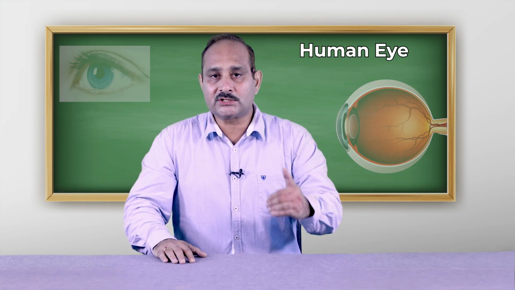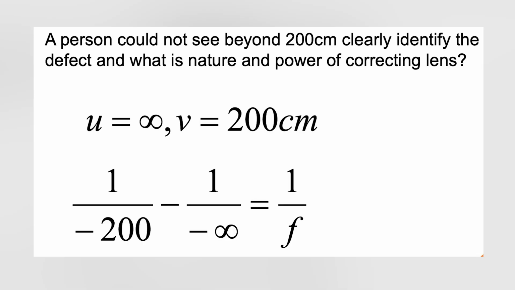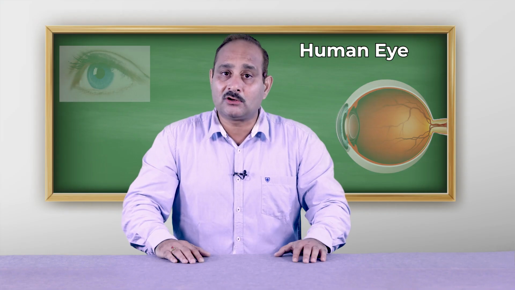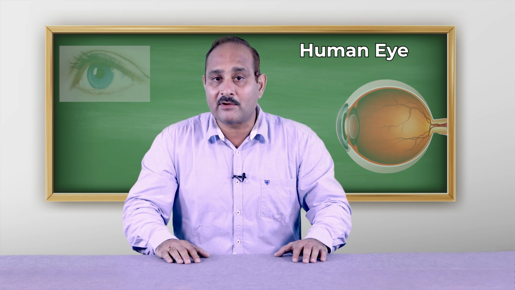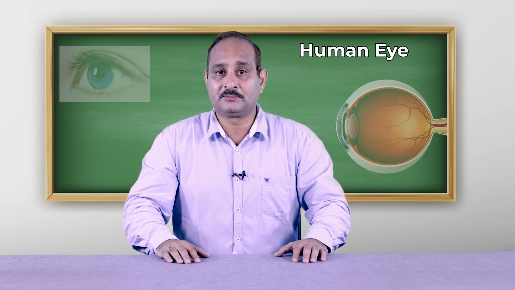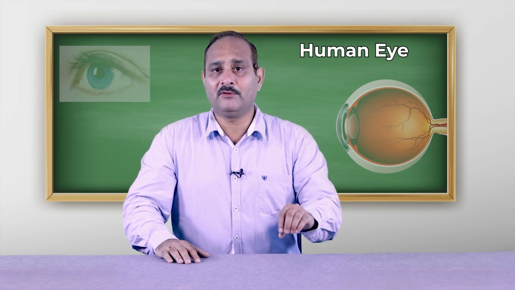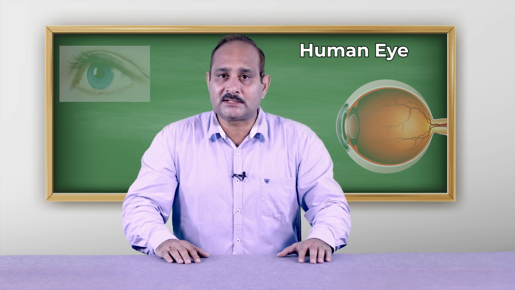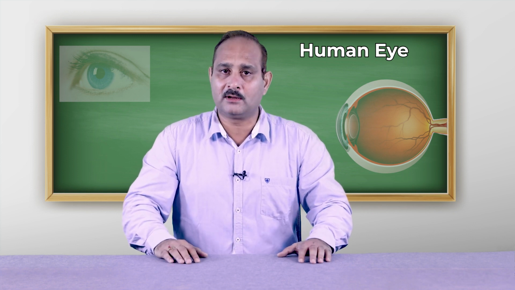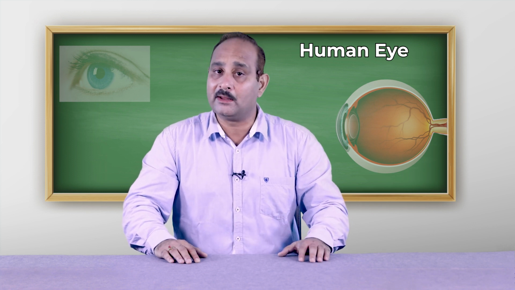Here, the question states that a person could not see beyond 200 centimeter clearly. That is, his far point is nearer than infinity. Now, we have to tell the nature of the correcting lens and the power of the correcting lens. Here, what we will understand is that the person could not read a board placed more than 200 centimeter away from him.